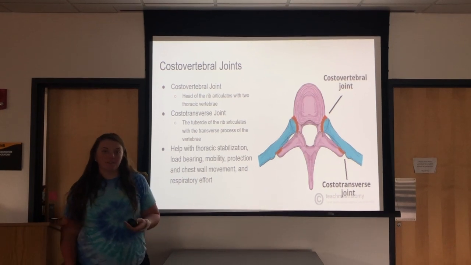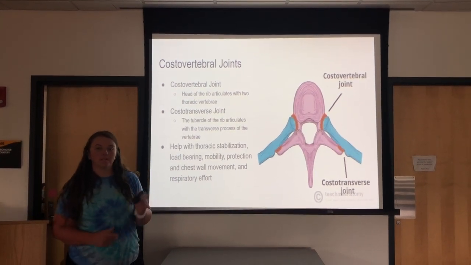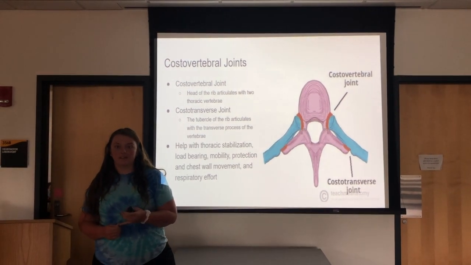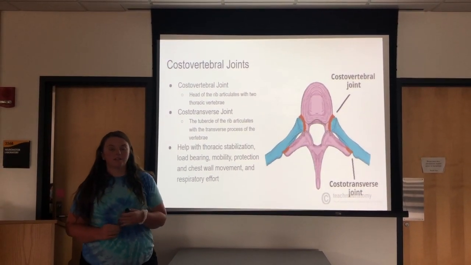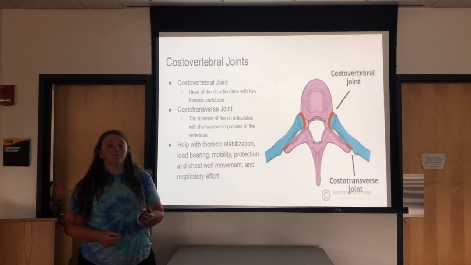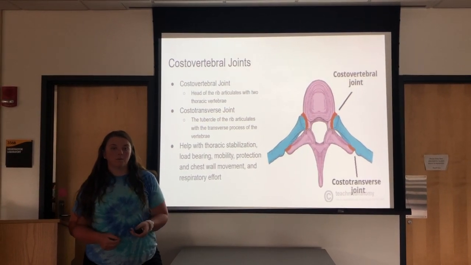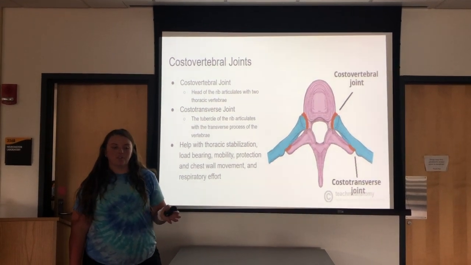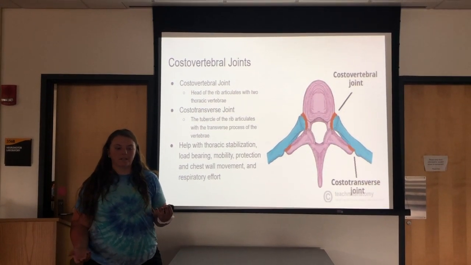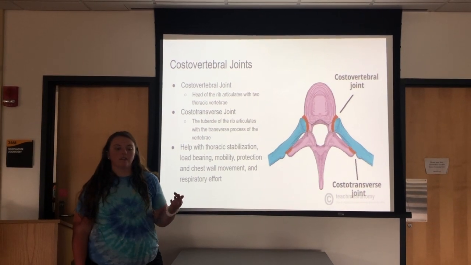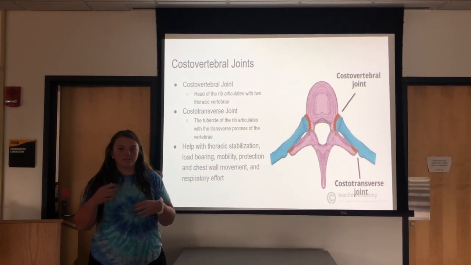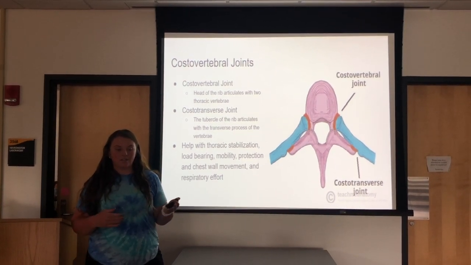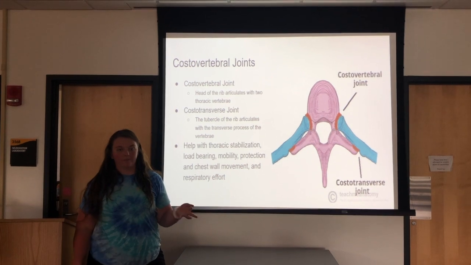So there are different kinds of costovertebral joints. The first one is the costovertebral joint, which is where the head of the rib articulates with the thoracic vertebrae. And then the costotransverse joint is where the tubercle of the rib articulates with the transverse processes of the thoracic vertebrae. So these help with thoracic stabilization for any load bearing or mobility. They also protect any of the nerves and anything in the spinal cord, and then the chest wall movement is easier and there's respiratory effort.